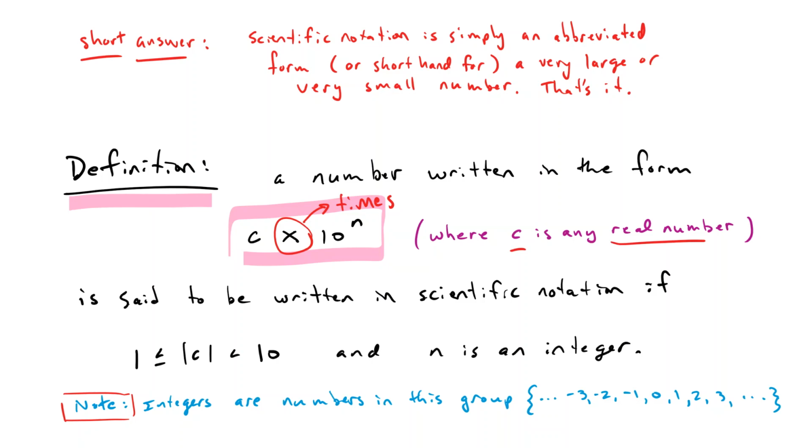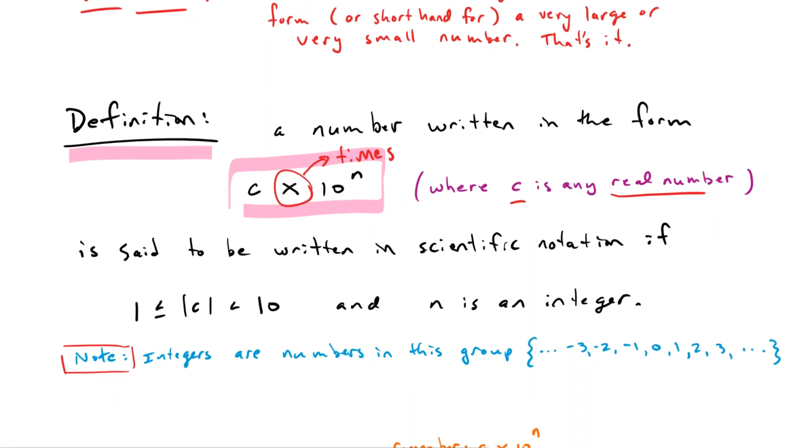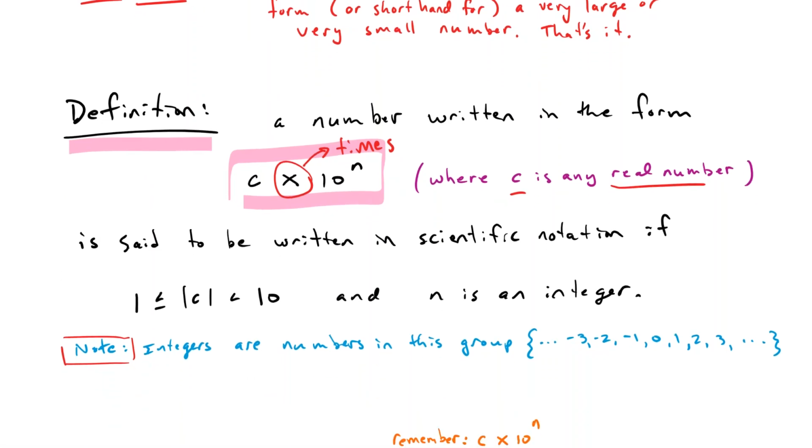So if it's written in this form, c, some real number, times, and they do use the x for times instead of the dot conventionally. There's no reason, that's how the notation is. So c times 10 to the n, and n must be an integer. And if you're wondering what in the world is an integer, you can look at my video on the real numbers, or you can look down here at the note.